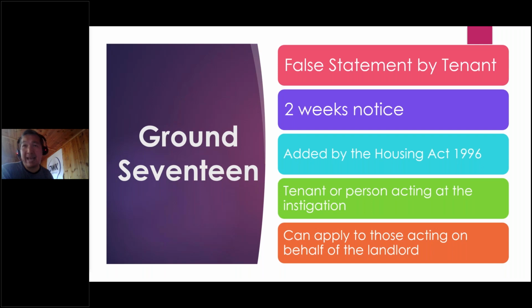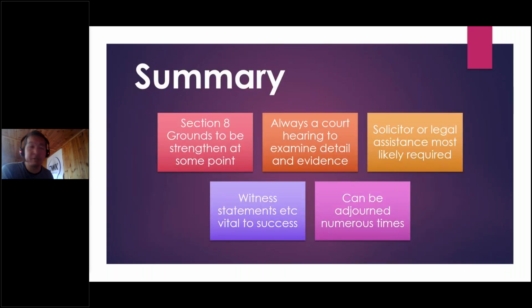As you know, they may add other grounds in there to give the landlord the ability to sell a property. Again, evidence required that they are selling it, etc. We don't have the finer details on that, and hopefully that may come out in the next couple of years. But I assume they may add that particular ground. So we might have ground 1A or ground 1B or whatever it's going to be in relation to a Section 8 notice. So very quickly in terms of a summary, because I know I'm slightly over time: Section 8 grounds to be strengthened at some point, which I've just mentioned. Just be aware, under Section 8, there's always a court hearing.